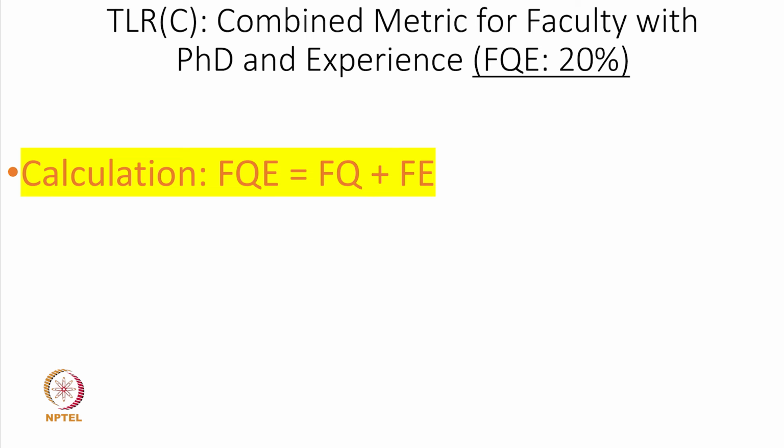The next one is the quality. So that is basically the faculty quality ratio. It has got two components. One is the faculty experience, one is the faculty quality. Faculty quality is in terms of how many faculties are there with the PhD, and then faculty experience.